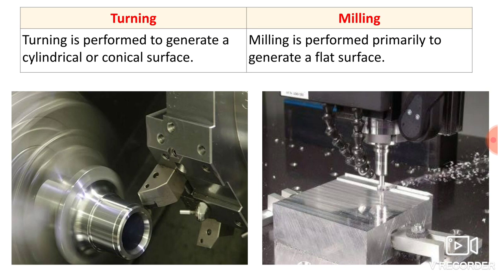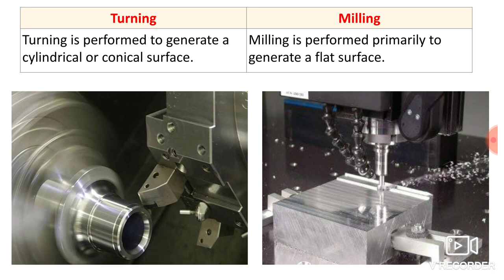The lathe machine has only two axes: the x axis, along the diameter, and the z axis, along the length. Once the feed is given by the cutting tool, we can remove material along the periphery of the object. So the turning process can produce only cylindrical or conical components. The conical component is produced when you give the feed along two directions simultaneously, along x and z.